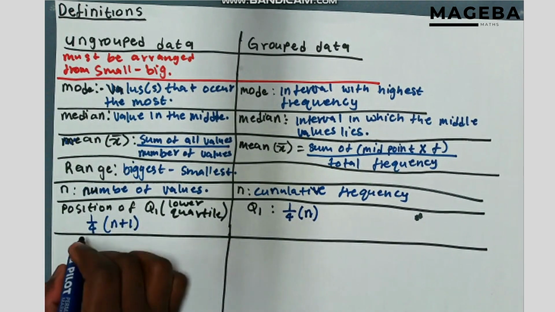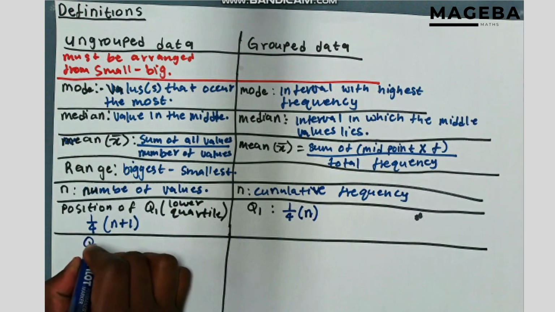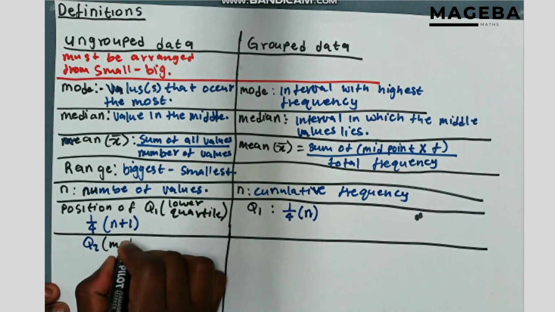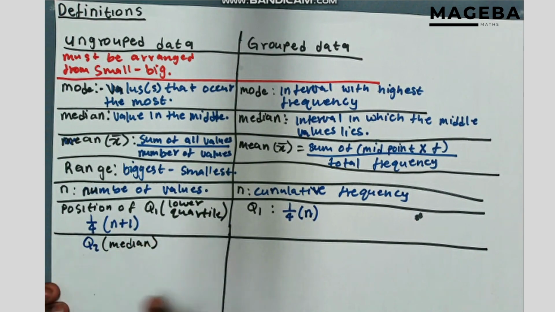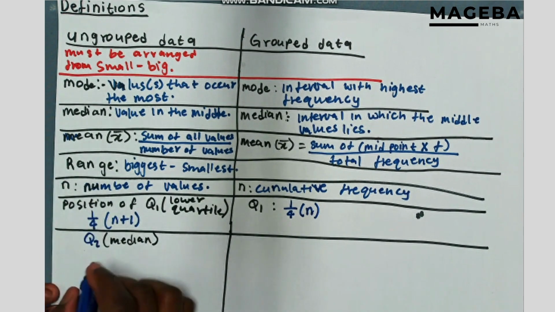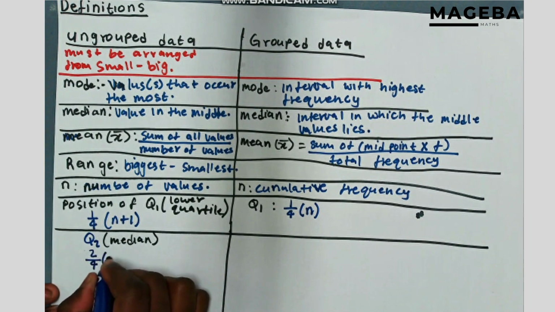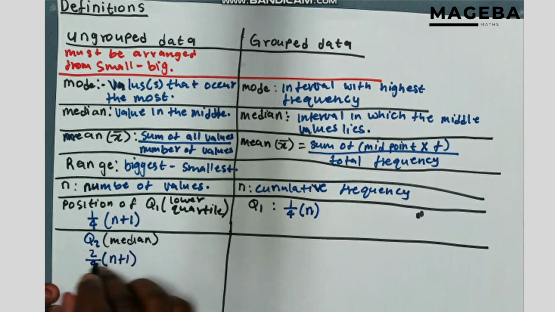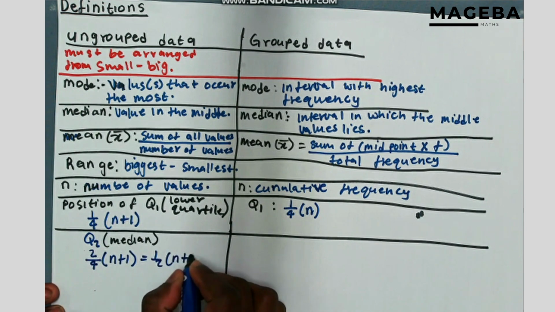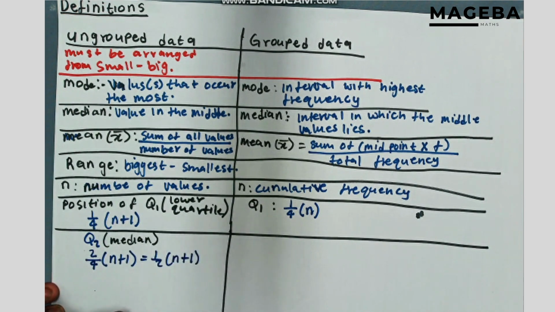And now, how do we find Q2, which is the median? Still the same, the position of Q2. How do we find it here? It's 2 over 4 into n plus 1. If you simplify this, it's just 1 over 2 into n plus 1. This is how we find the median, which is Q2.